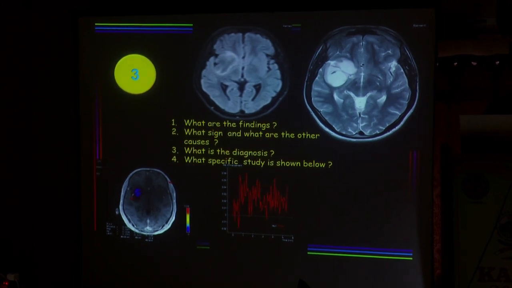So this is the third question. You have a FLAIR image, a T2 weighted image, and another image. What are the findings? What is the sign? What could be the other causes? What is the diagnosis? And what is the specific study shown at the bottom below?